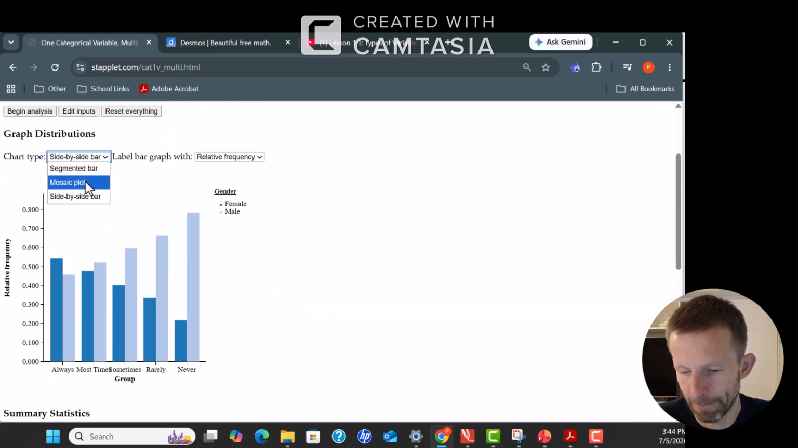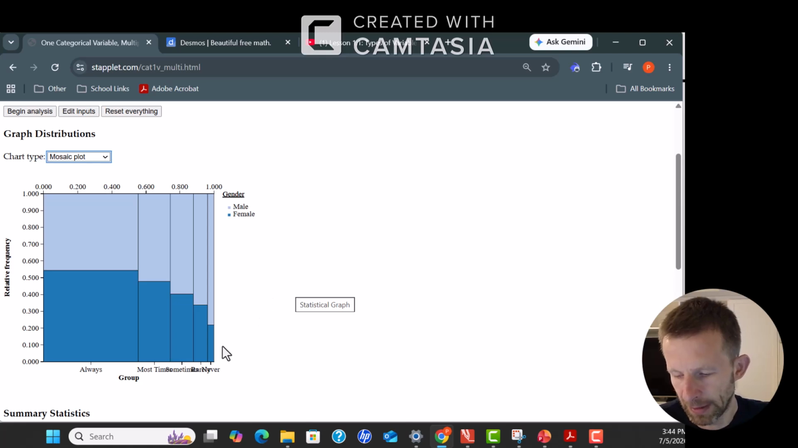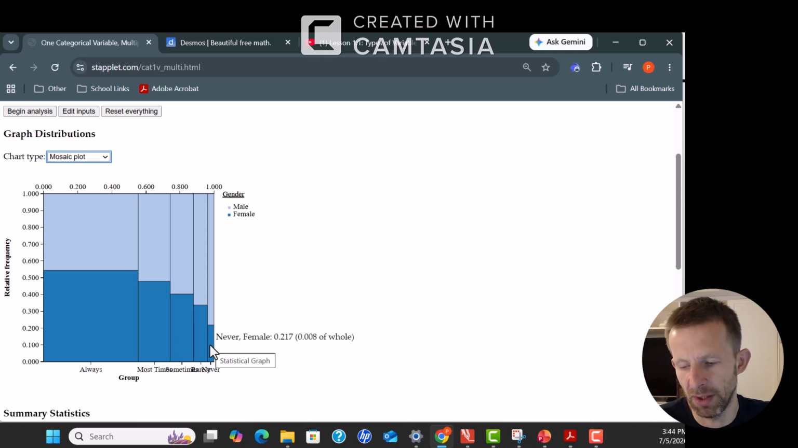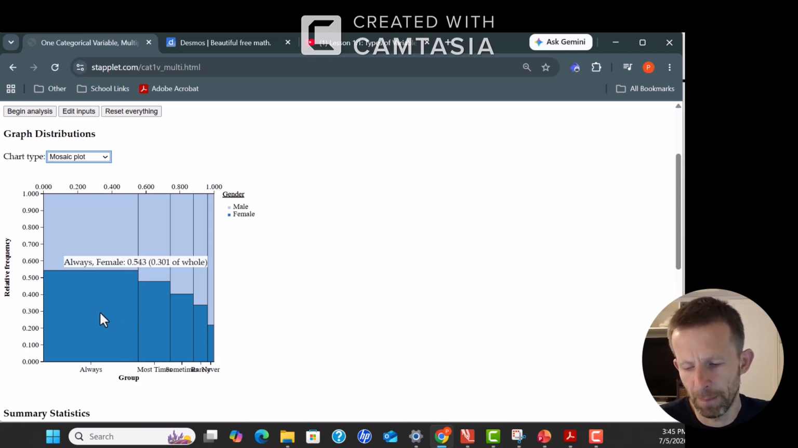All right, let's look at a mosaic plot. A mosaic plot looks at areas of things. Basically, the bigger the area, the higher the percentage of something compared to the whole. You can see the female never is a very small percentage of the total sample size, and the female always is the biggest area. Male always, female always, the female always is just a little bit bigger.